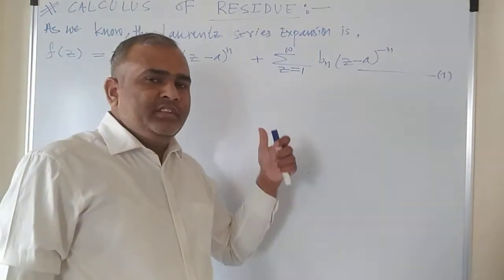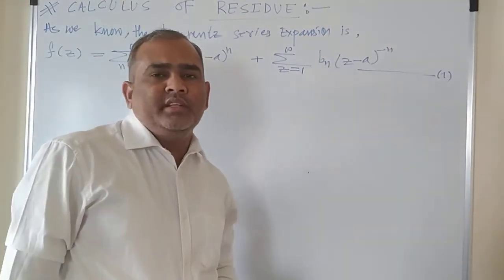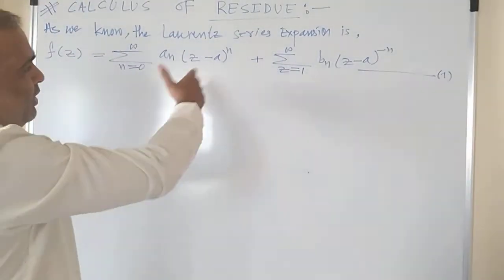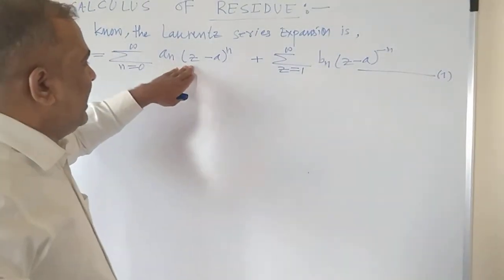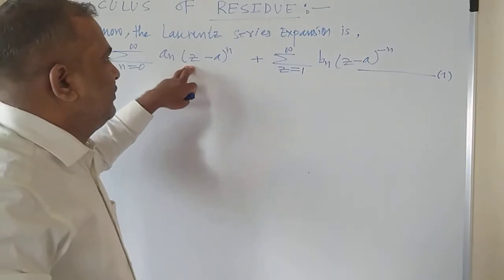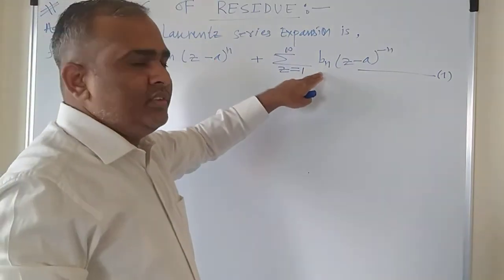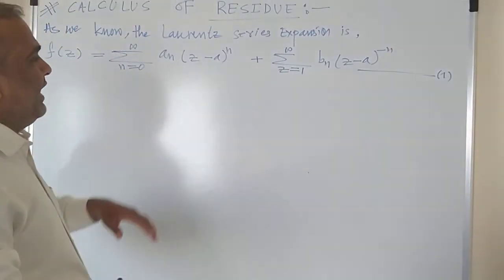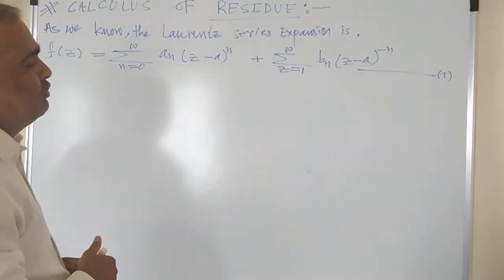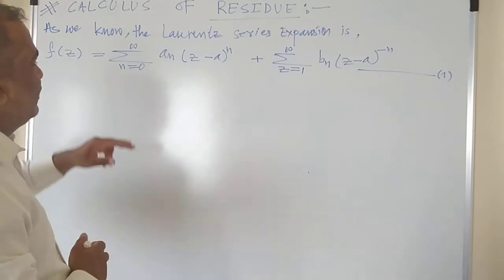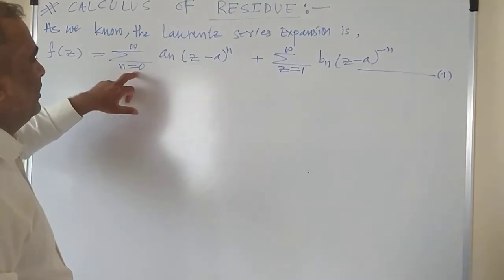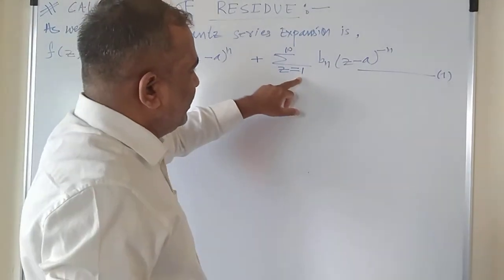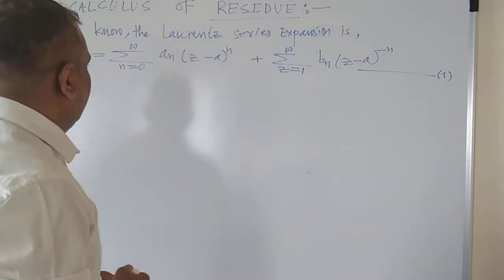We have already studied this Laurent series while studying the concept of singularities. Now let me expand both the terms. The first term is called the analytic part of the Laurent series, and the second is called the principal part. Let us expand both by putting in the values of n: in the first term n varies from 0 to infinity, and in the second term it varies from 1 to infinity.